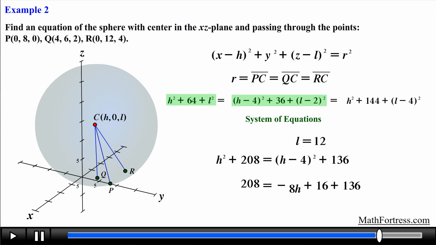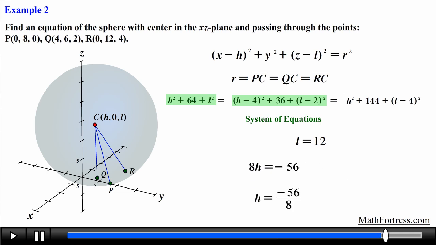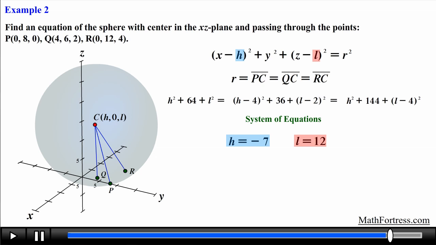Then it's just a matter of getting all the terms with the variables to one side and the constants to the other side, and simplifying the expression. Lastly, we go ahead and solve for h. Doing that, we obtain h is equal to -7. We now have the center of our sphere.